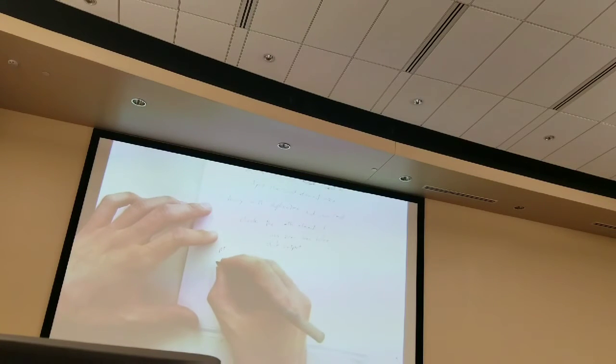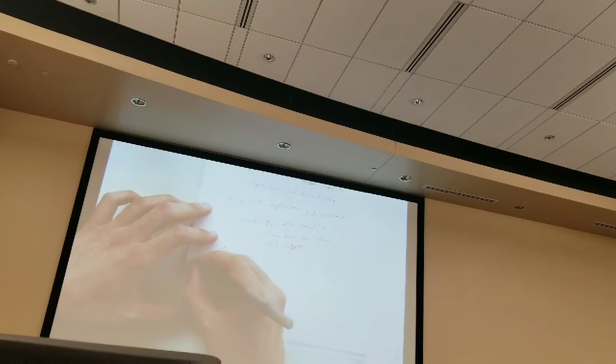So first, I have to do 0 comparisons. In the second element, I have to do 1 comparison because I have to compare the first element and the second element. The third element, I have to do 2 comparisons. I have to compare the third to the first and the second. What about the fourth element? And the fifth?